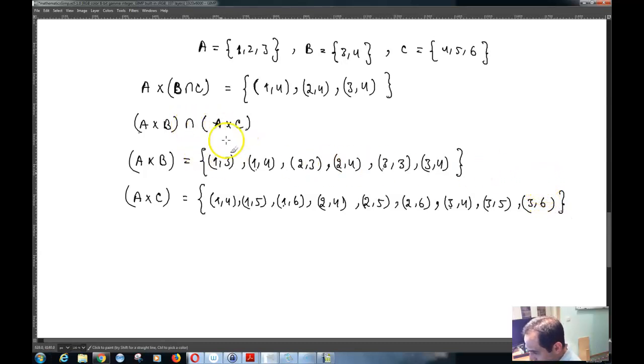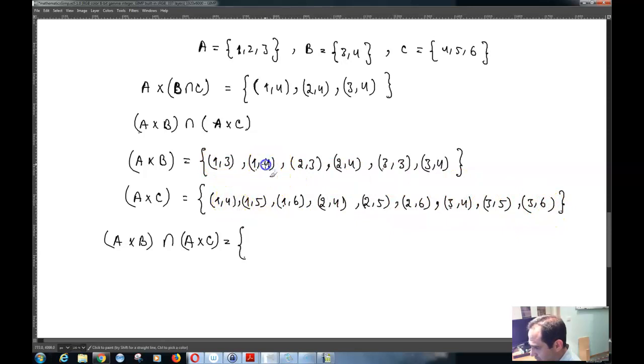Now the intersection of these two sets: this is A times B, the Cartesian product of A and B, and this is the Cartesian product of A and C. So A times B intersected with A times C is the set of all ordered pairs which are common between these two sets. For example, here you have (1, 3) that you cannot find here.